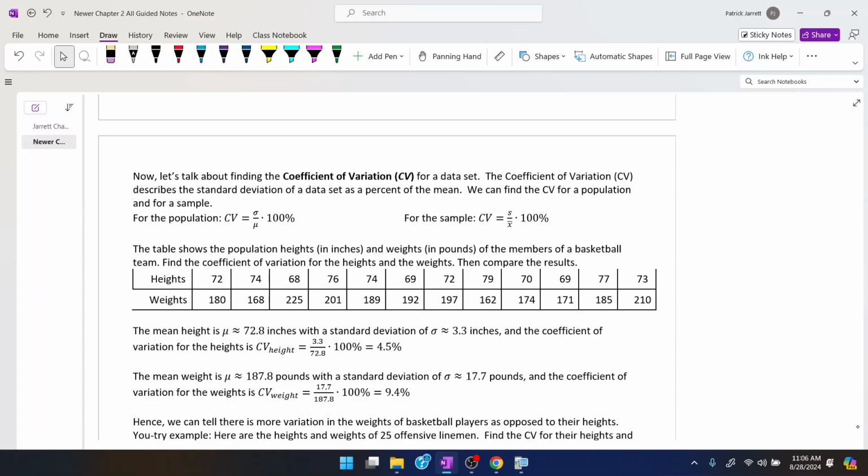I will tell you which one to use, whether it would be sample or population. So what happens here is for heights and weights. Now don't think of this as scatter plot data. Think of this as just individual heights and individual weights.